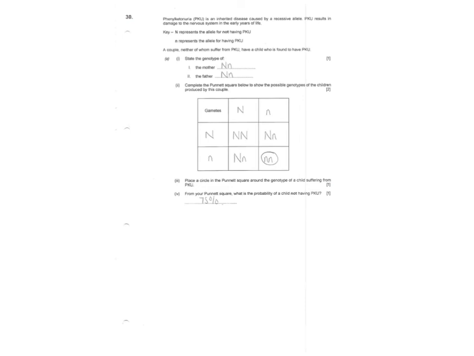PKU is an inherited disease caused by a recessive allele. PKU results in damage to the nervous system in the early years of life. Use the letters N's to represent PKU. A couple, neither of whom suffer from PKU, have a child who is found to have PKU. State the genotype. So the genotype is the set of alleles the organism has.